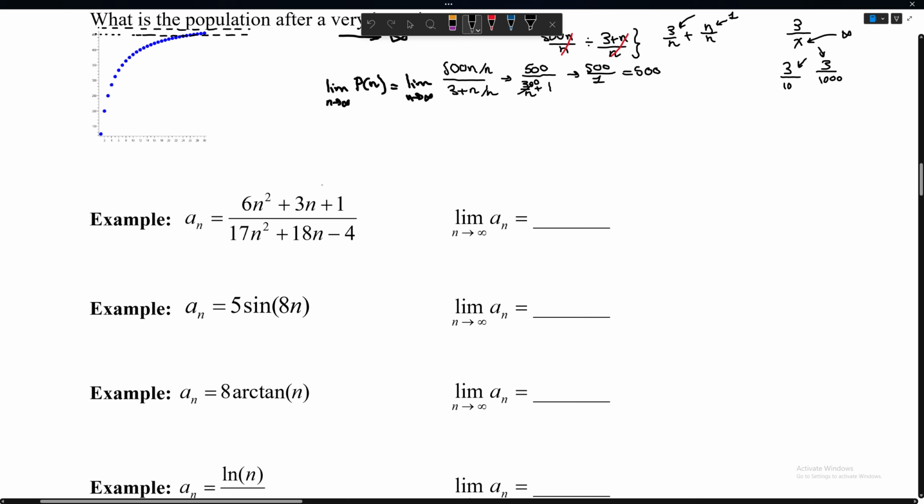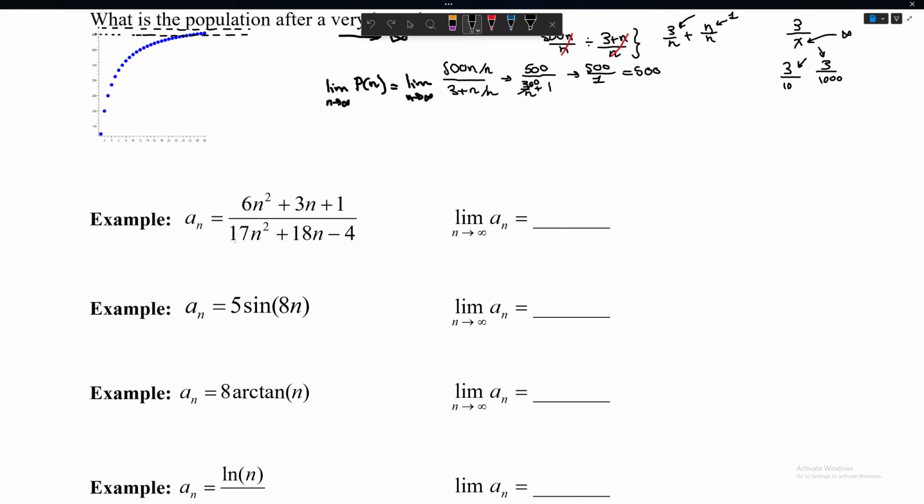All right. And so now we're gonna do a couple practices. Same thing here. You want to divide everything by n, but which n? Do you divide it just by n? So what you want to do is just divide it by the highest power. Okay. So the highest power is n squared, and it's the denominator's highest power. Right. And so divided by n squared, divided by n squared.